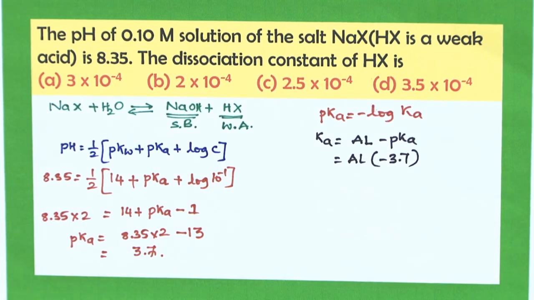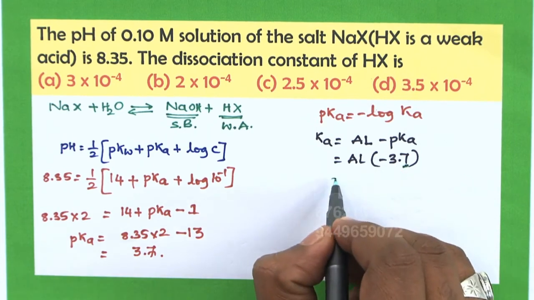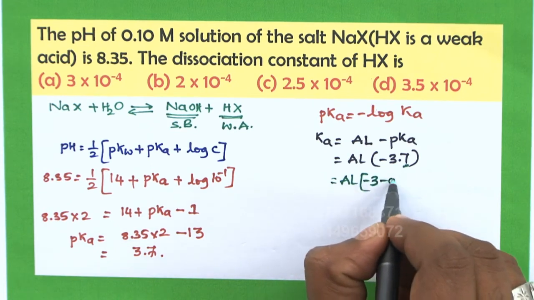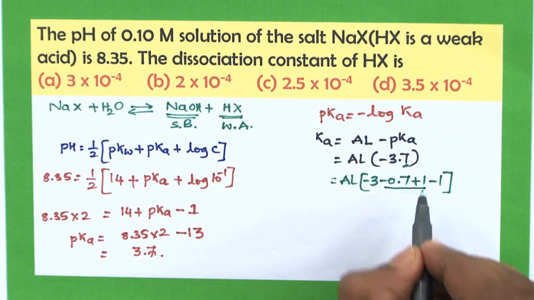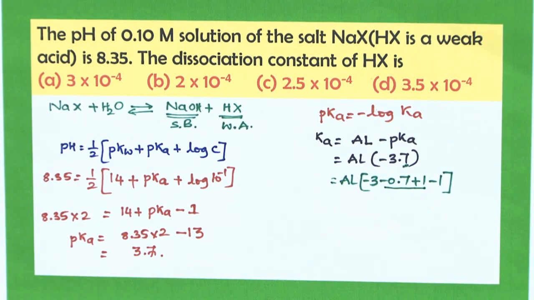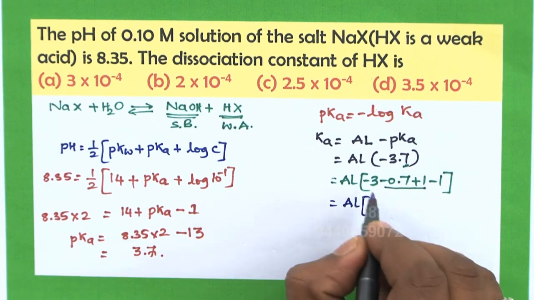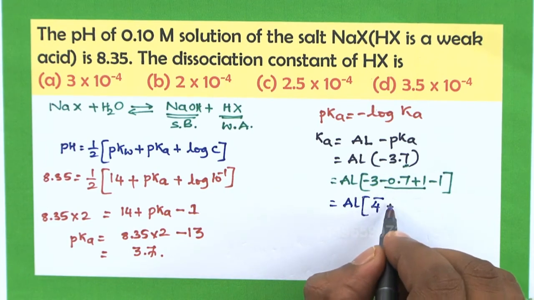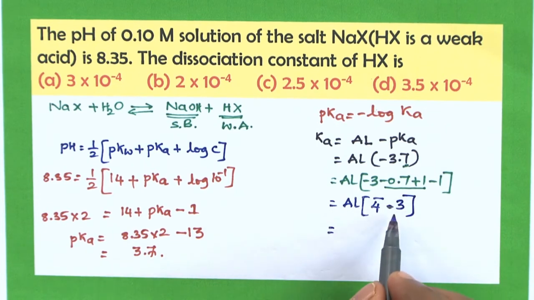We know that you cannot calculate the anti-logarithm of negative values, hence you should convert the mantissa part into positive by adding and subtracting 1. Anti-log of minus 3.7 can be written as minus 3 minus 0.7 plus 1 minus 1. We require the mantissa part to be positive, hence I will combine minus 0.7 with 1, so that it becomes anti-logarithm of 4 bar, minus 0.7 plus 1 is plus 0.3. That is equal to anti-logarithm of 0.3.